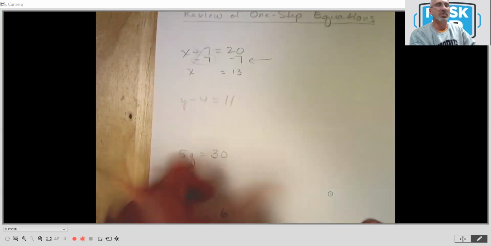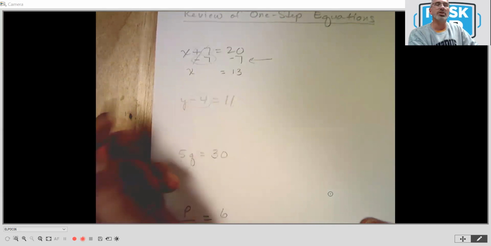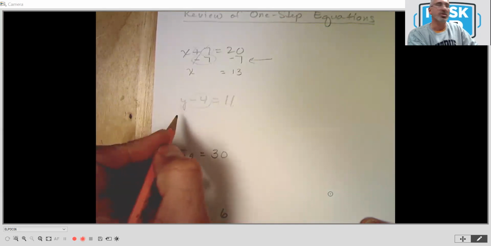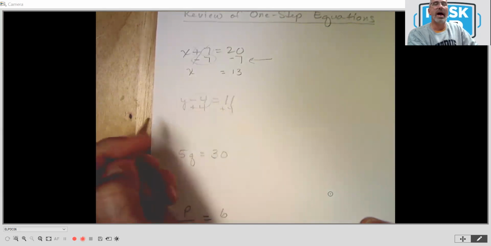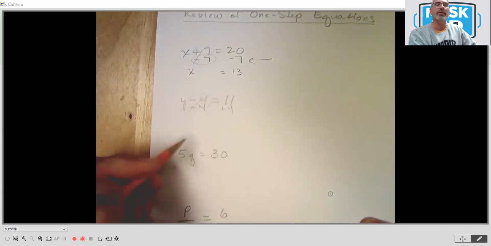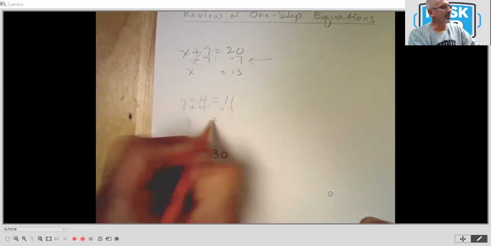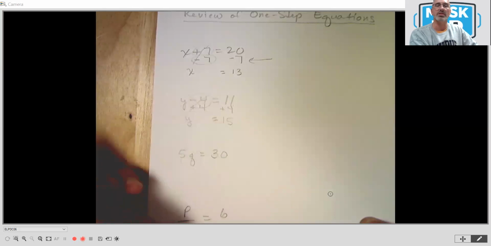All right, so for the next one, y minus 4 equals 11. We have a subtraction next to our variable. Okay, so the opposite or the inverse operation of subtraction is adding. So we are going to add 4 to both sides. And this drops off. That cancels each other out. So we are left with y on the left, and 11 plus 4 is 15, and that is solved.